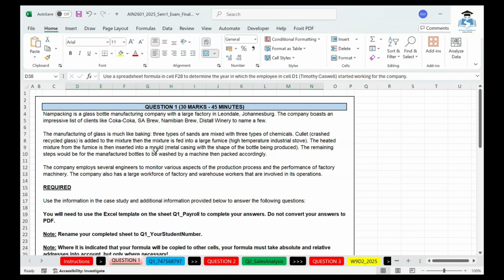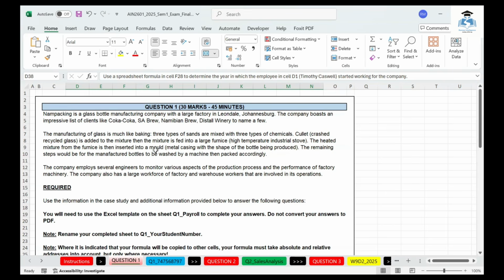The manufacturing of glass is much like baking. 3 types of sands are mixed with 3 types of chemicals. Colored crushed recycled glass is added to the mixture. Then the mixture is fed into a large furnace, high temperature industrial stove. The heated mixture from the furnace is then inserted into a mold, metal casing with the shape of the bottle being produced. The remaining steps would be for the manufactured bottles to be washed by a machine, then packed accordingly.